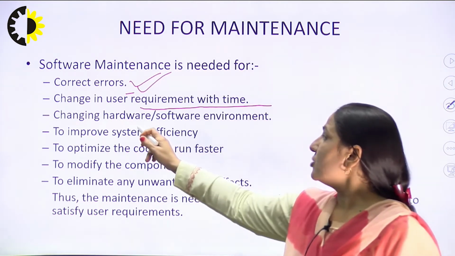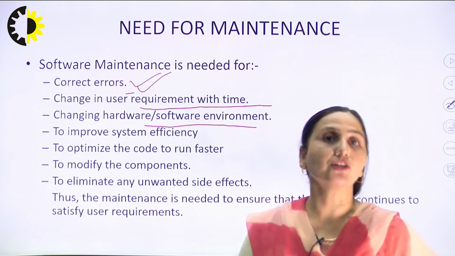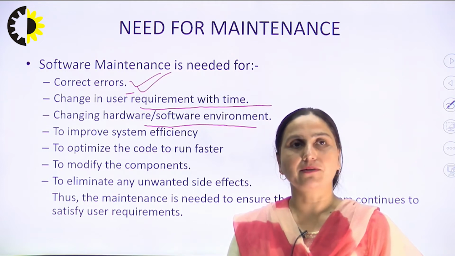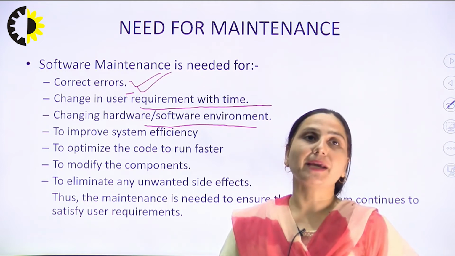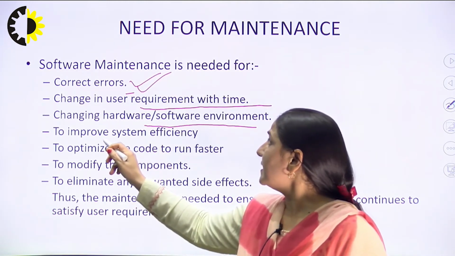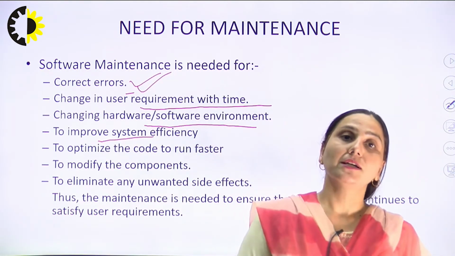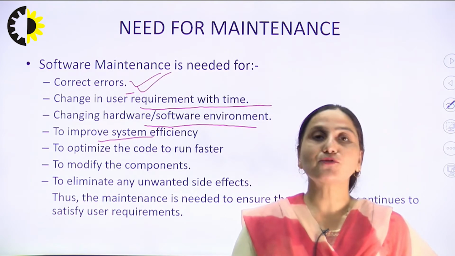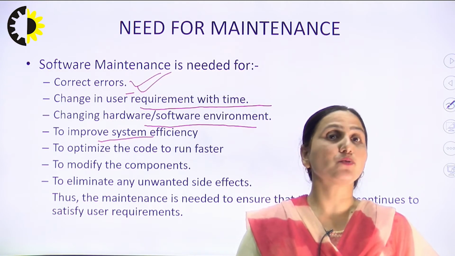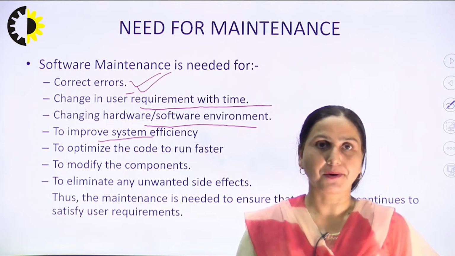Then again, changing hardware and software environment: frequent changes in the different types of hardware that people generally use, and of course the software, the applications that we actually work with. If there are any changes in the software, there is a need for the maintenance of the software. Then again, software maintenance is needed to improve the efficiency of the system. We always want good performance of the system. We always want to increase the efficiency of the system. So if we talk in terms of software maintenance, we basically need it so that we will be able to make the system more and more efficient.